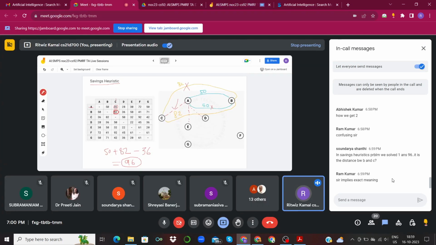Implies, you can think of implies as an if-then condition. Okay. So clouds implies rain. If you translate this into a natural language like English, it will mean that if there are clouds, then it will rain. Okay. That is what implies is.